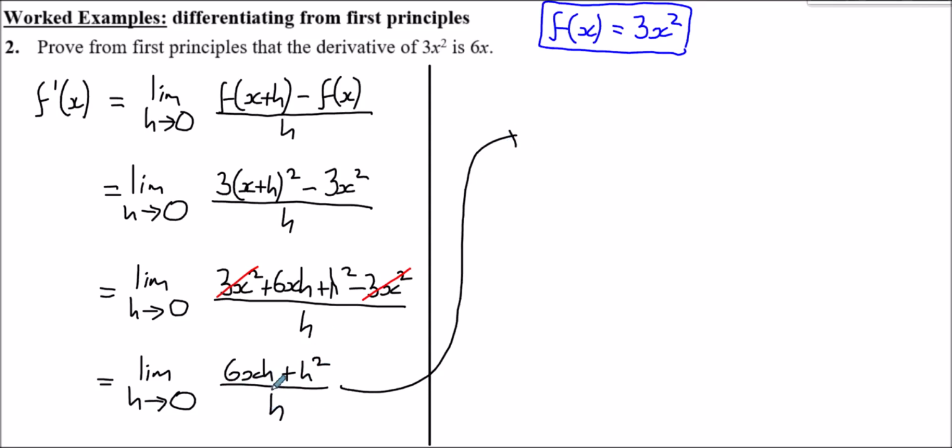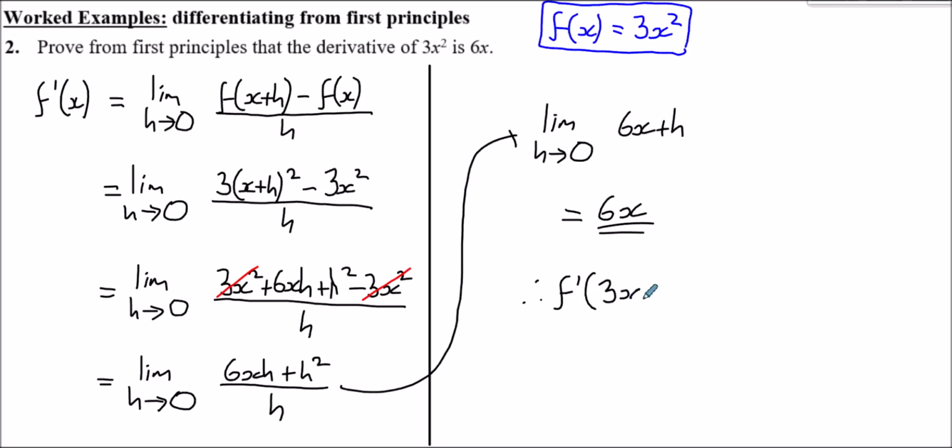Again, you can see here what's going to cancel. There's an h in each term on the numerator, so we can cancel those off. So it's the limit as h goes towards 0 of 6x plus h. As h goes closer to 0, the h is just going to vanish altogether, so we're just going to be left with 6x. Therefore, the gradient function of 3x squared is just 6x.